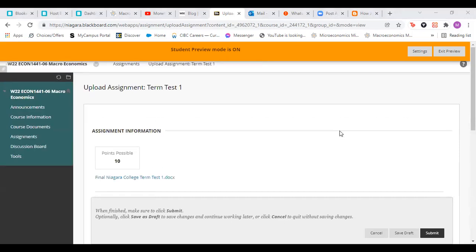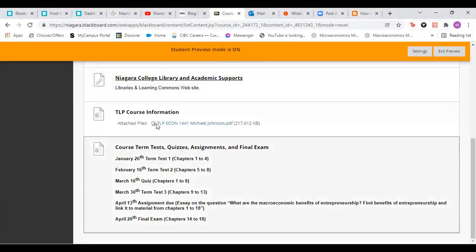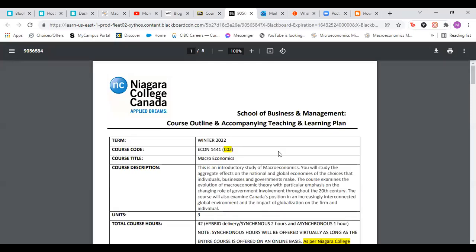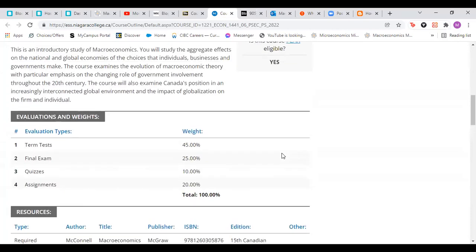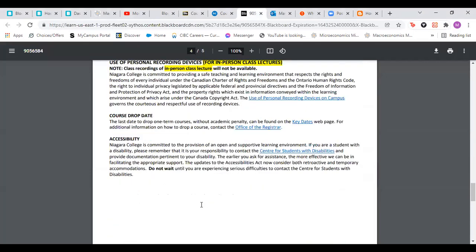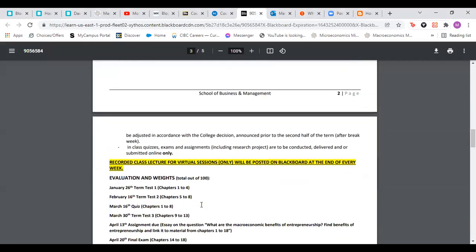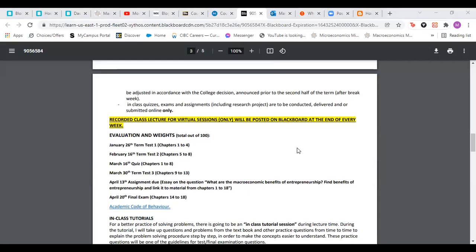Good question. I'll bring up the TLP. Actually, I'll have to bring up the course outline. So this term test is 15% of your mark. Yeah, 15% of your mark. So check the TLP in the course outline. Does anyone else have any other questions?